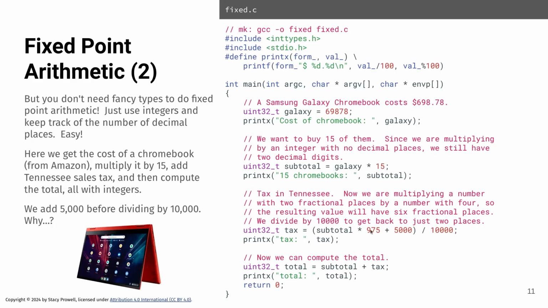And now we come to tax. What is the tax in Tennessee? Well, tax in Tennessee is 9.75% of the sale price. It's just what it is. So I take my subtotal, which has 2 places to the right of the decimal. I multiply it by 975. Okay. I add 5,000. Why do I add 5,000? We'll come back to that. And then I divide by 10,000.